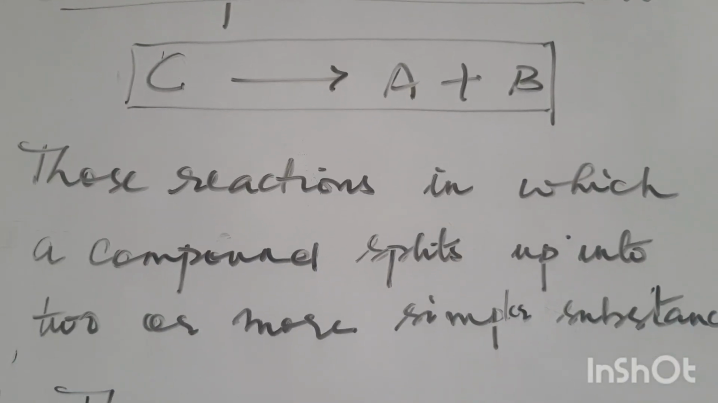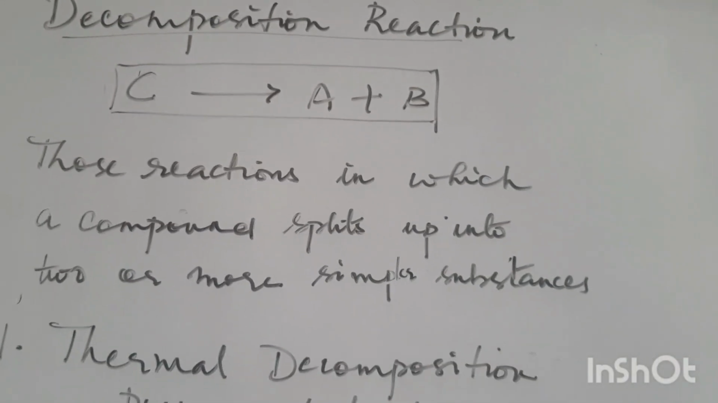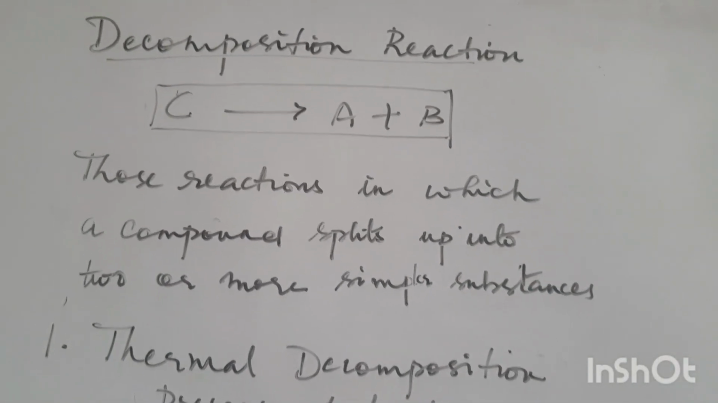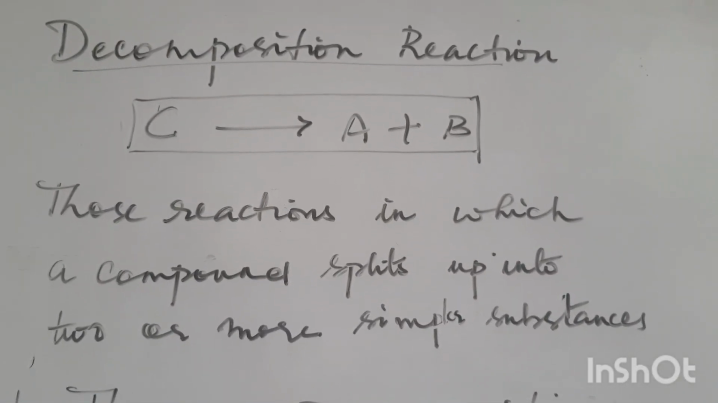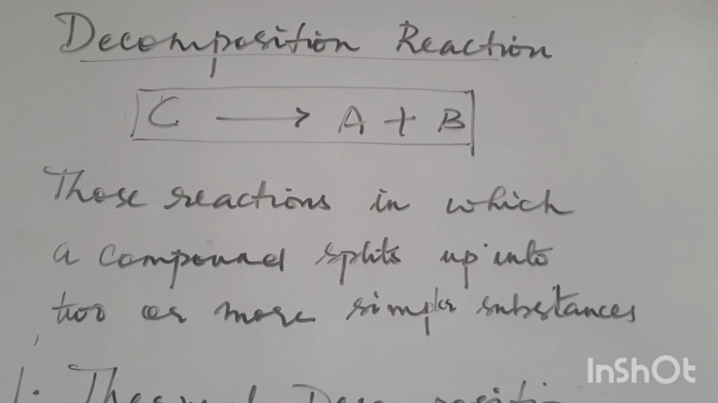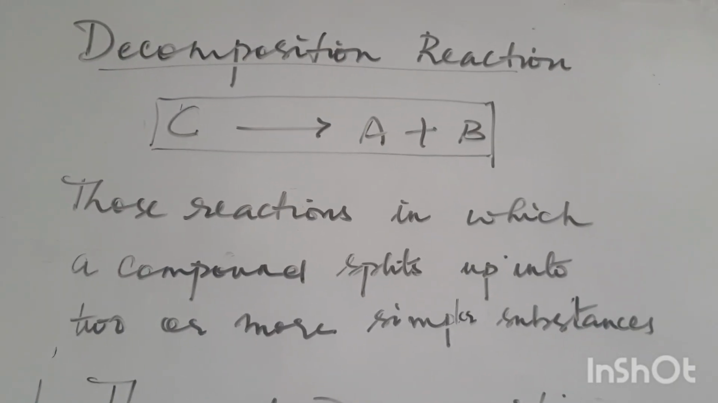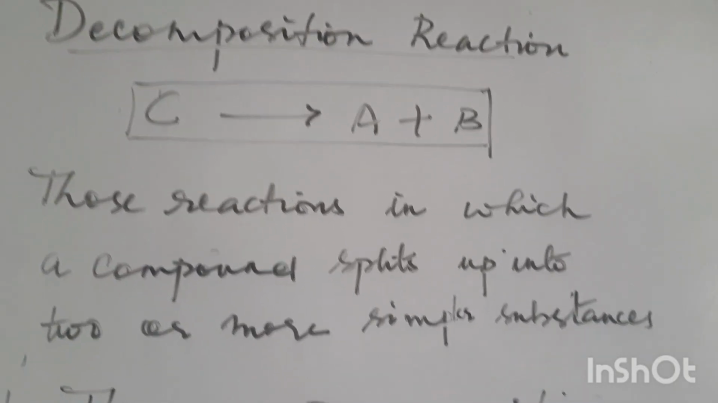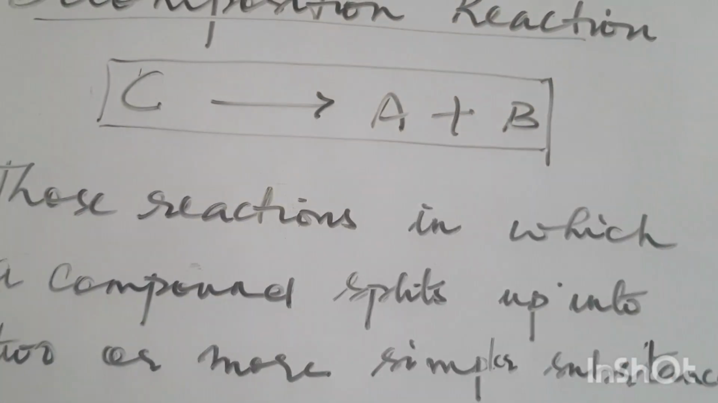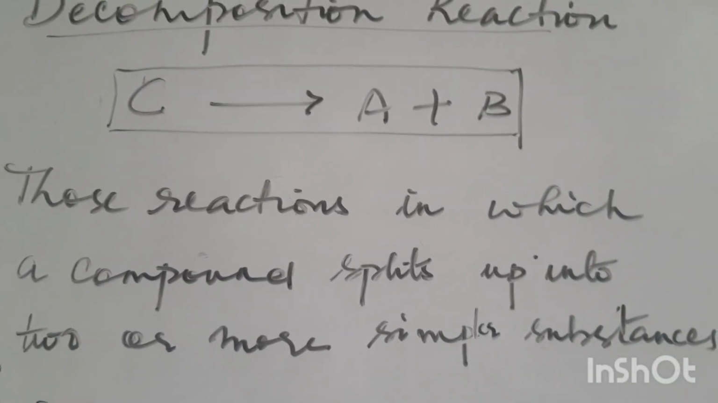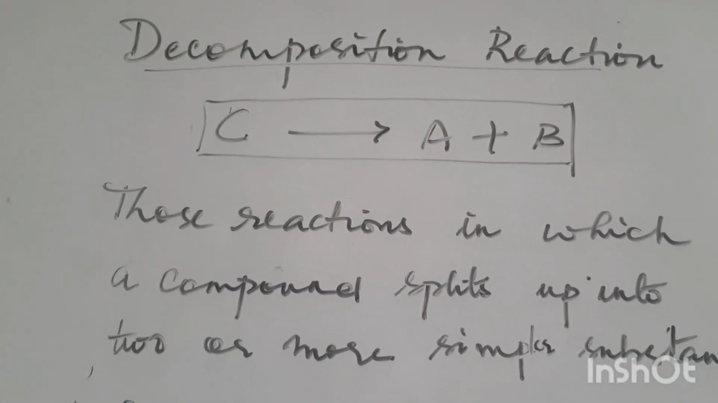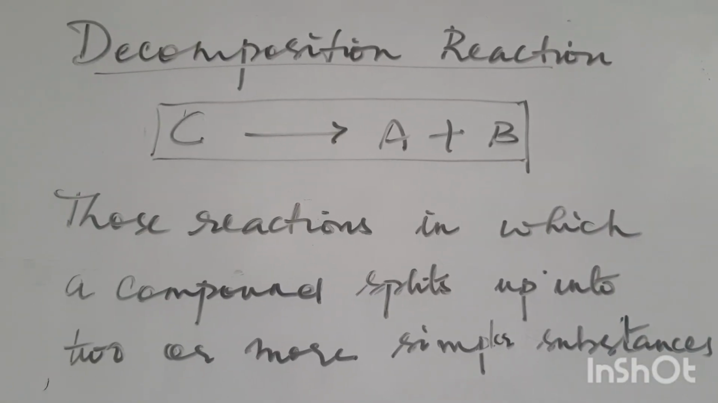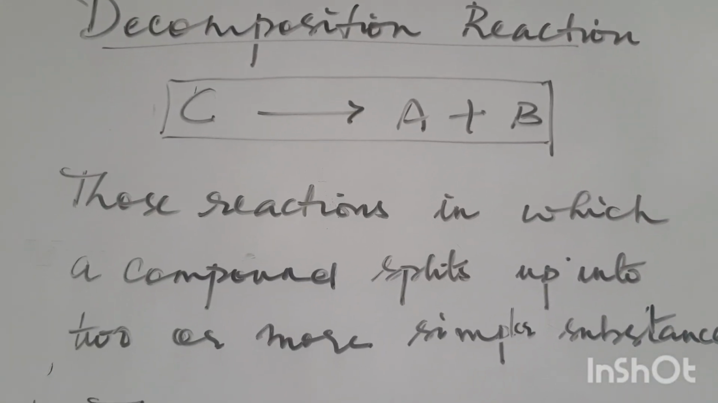Or else you say that to be a decomposition reaction. So the definition is that those reactions in which a compound splits up into two or more simpler substances. Going back here, I'll repeat. You have a compound C, which undergoes decomposition reaction to give simpler substances A and B.